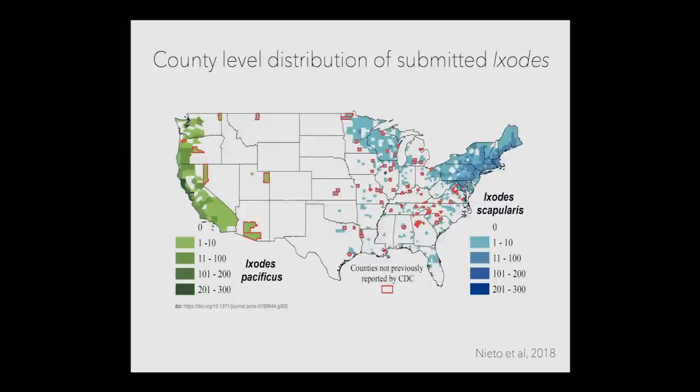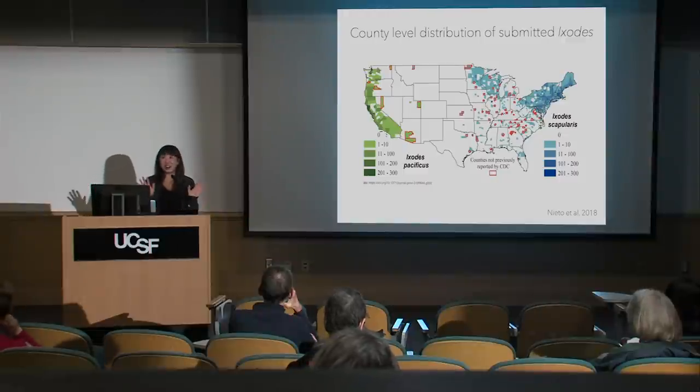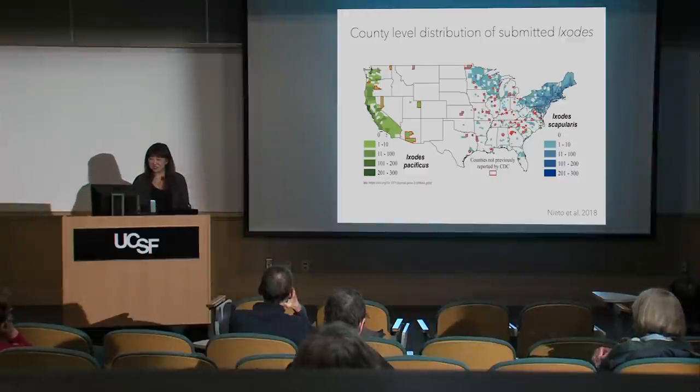So this has been really successful. What this heat map is showing is the number of Ixodes ticks that have been collected from citizens all over the country. And you can really see the concentration on the East Coast, but we're getting a lot of information also about Ixodes pacificus on the West Coast, which is great. Has anyone in here gotten a tick on you while out hiking? Okay, great. Well, not great, but they're out there.